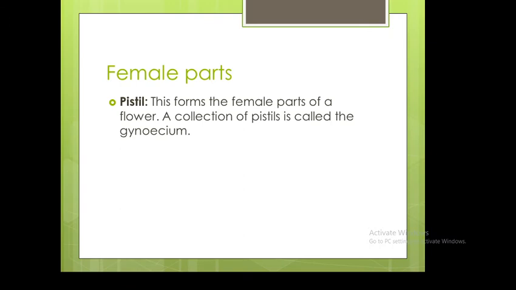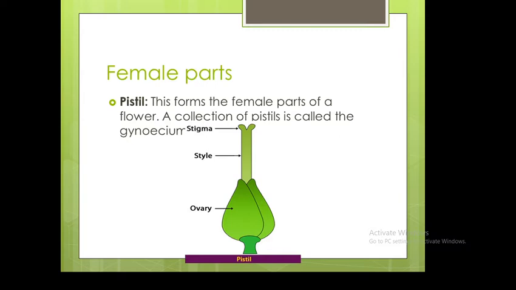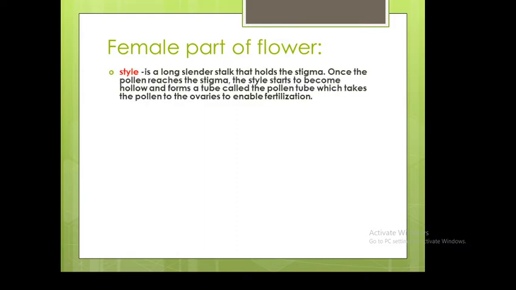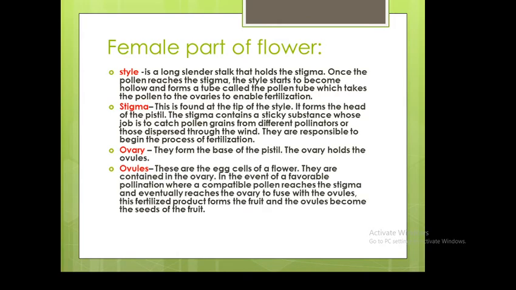The female part is called pistil, and a collection of pistils is called gynoecium. This is the structure of the female part. We have the stigma, the style, the ovary. Call it pistil. Let's see here now the female part function. We have the style, a long slender stalk that holds the stigma, okay, and helps in fertilization. Stigma is the head part of the pistil, which contains a sticky substance to help pollen get stuck, and also helps in the process of fertilization.